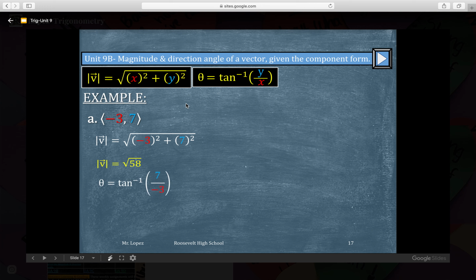To find the theta, the angle of the vector with respect to the standard position, you would have to use this formula, tangent inverse of y over x. Y is 7, so it would be 7 over -3. Theta would be, plug it into a calculator. You would probably get a different number than 113. That's because the given value would be on the right side of the y-axis. So you would have to subtract it from 180, and then that would give you 113, which is the correct angle.